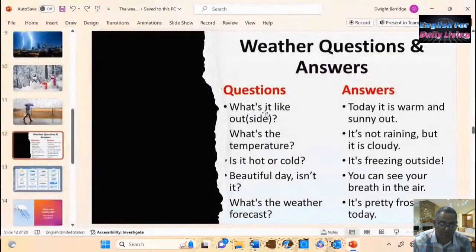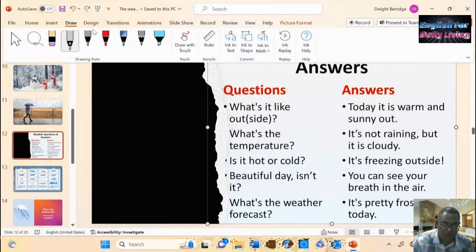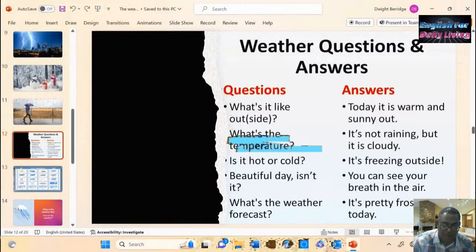All right, so let's go now as we look at this. We have what's it like outside? The answer: today it is warm and sunny. What is the temperature? It's not raining, but it's cloudy. Is it hot or cold? It's freezing outside. It's freezing.